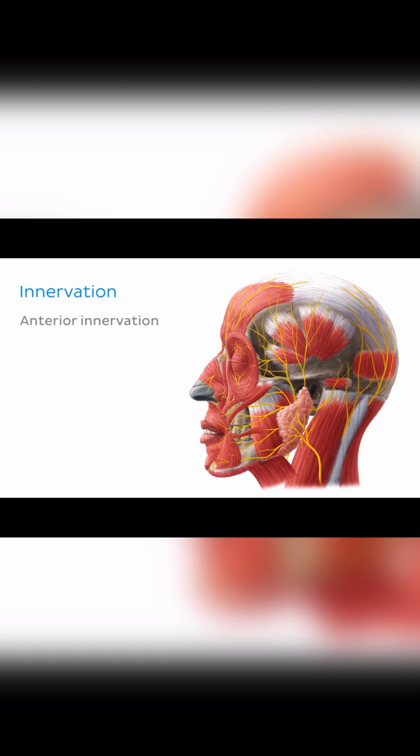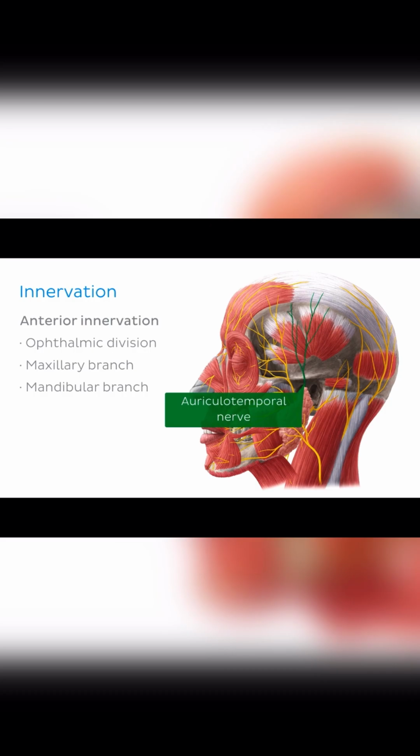Anteriorly, the scalp's nerve supply comes from branches of the trigeminal nerve. The ophthalmic division of the trigeminal nerve gives off the supraorbital and supratrochlear nerves. The maxillary branch sends out the zygomaticotemporal nerve, which supplies the hairless part of the temple, and the mandibular branch provides the auriculotemporal nerve.